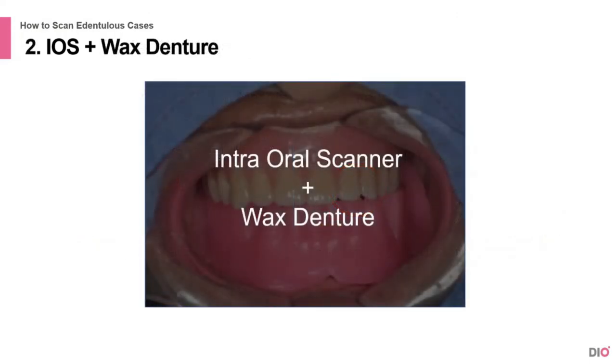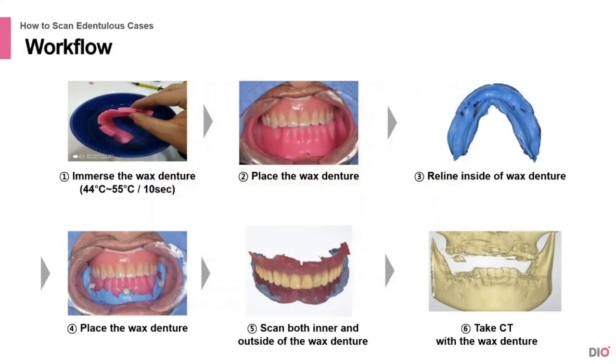Now we are going to talk about scanning methods if the dental clinic has both oral scanner and wax denture. First of all, immerse the wax denture in hot water for about 10 seconds. Then insert the wax denture inside the patient's mouth and form into the shape of the individual patient's oral cavity. Third, insert the impression material inside of the wax denture.